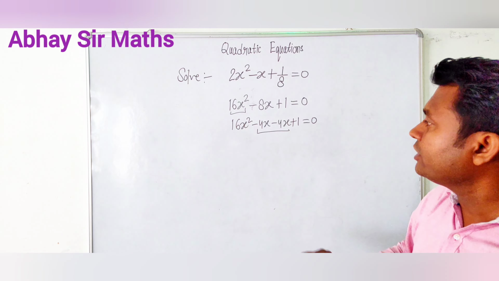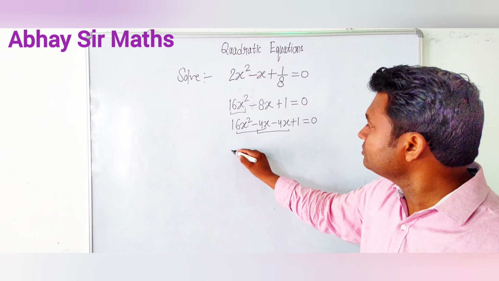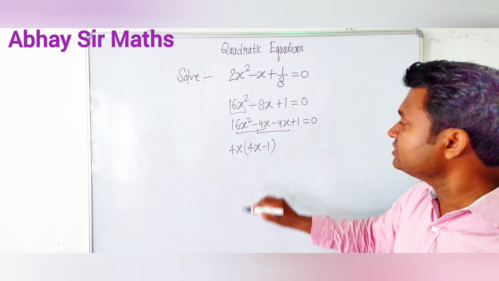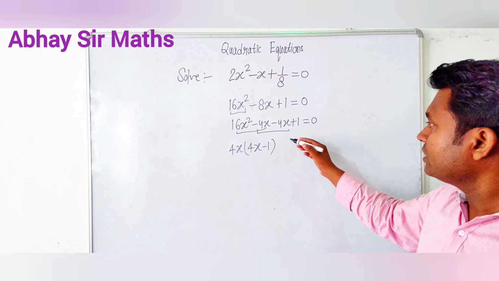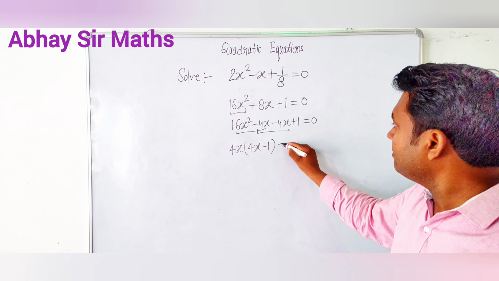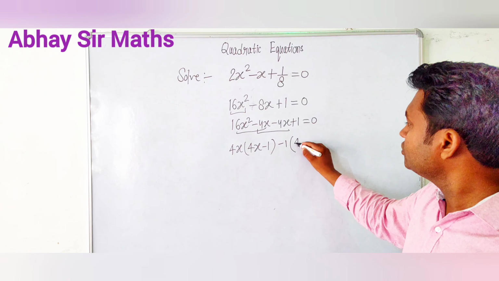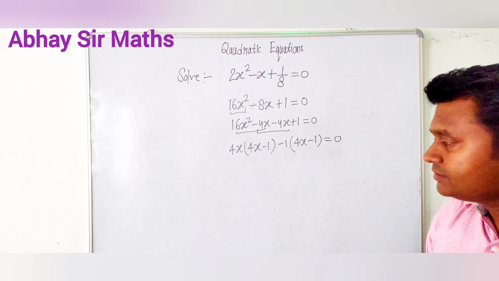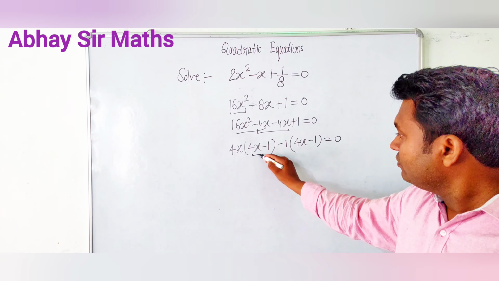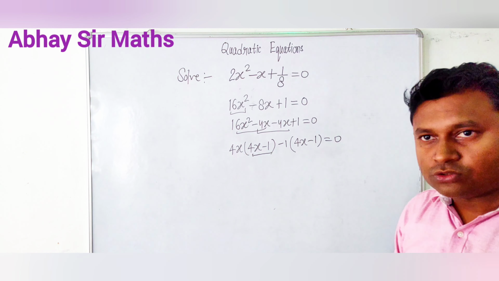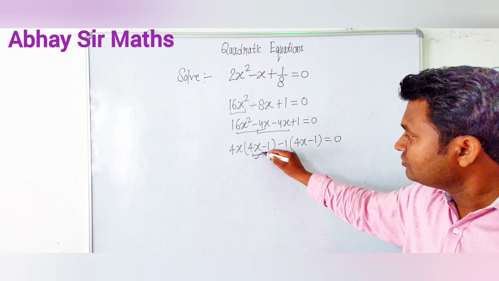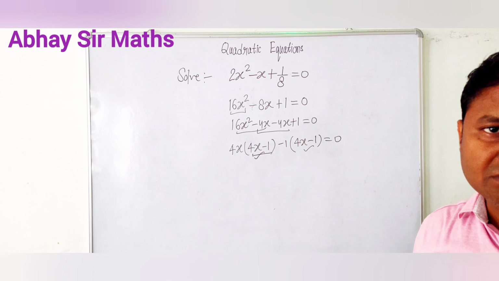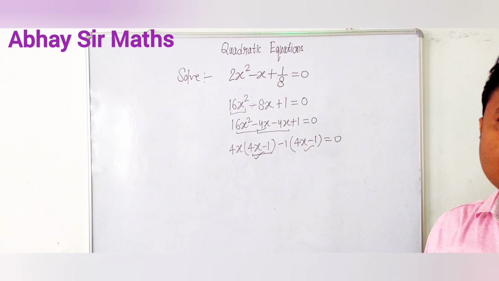Now next thing is to take common. So take common from these two terms. You have 4x common here, so we have 4x minus 1 inside the bracket. And what else we have? We have minus 1 common here, so 4x minus 1 inside the bracket. Now what we need to make sure, children, is that the thing inside the bracket here and here must both be the same, otherwise we won't be able to factorize.